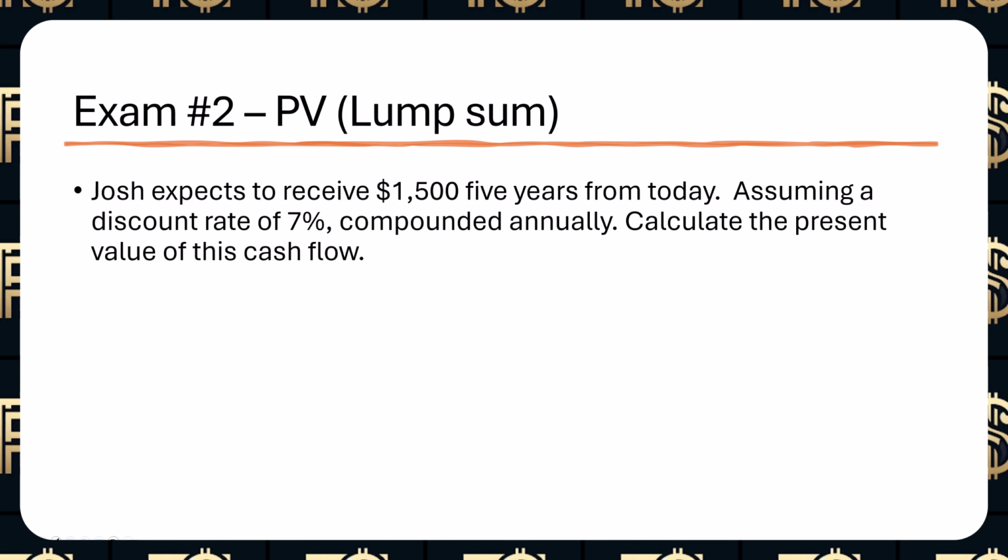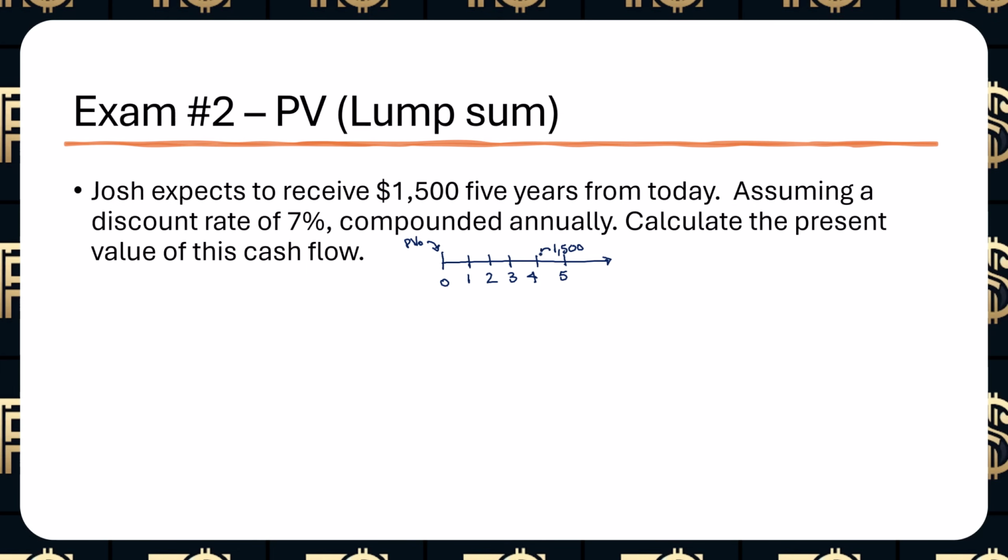Question number 1. Josh expects to receive $1,500 5 years from today. Assuming a discount rate of 7% compounded annually, calculate the present value of this cash flow. If we draw the timeline, what we will realize is that there are no additional cash flows on it, and that there is only a single cash flow expected to be received at the end of year 5. Our objective in this problem is to find the present value today, or PV0, of this single cash flow.